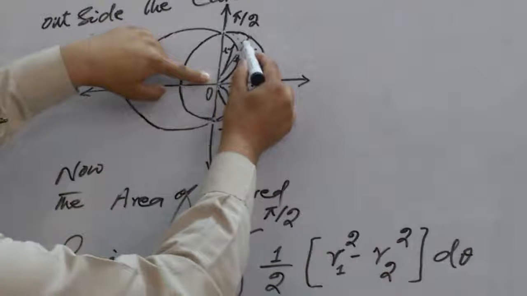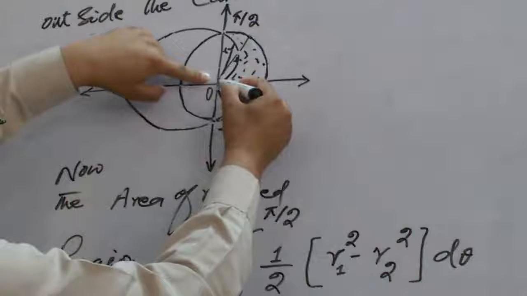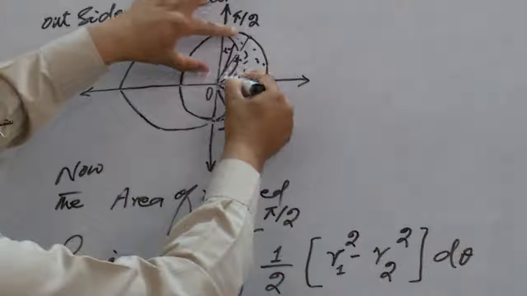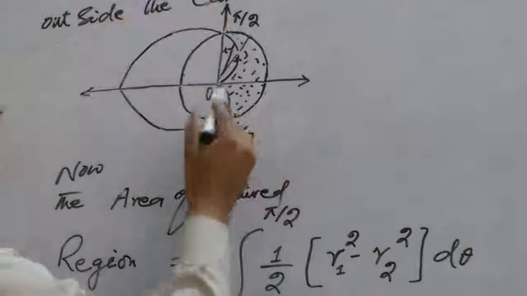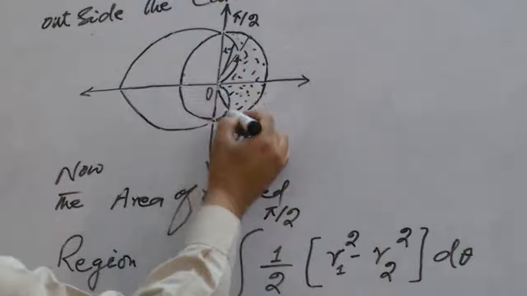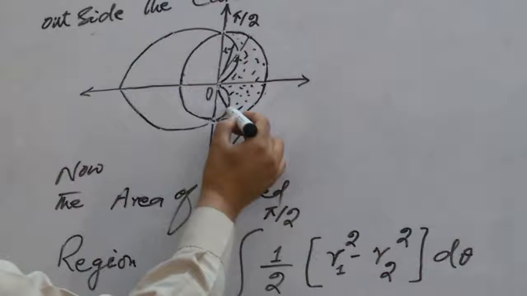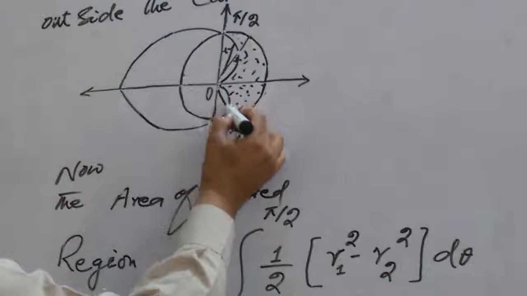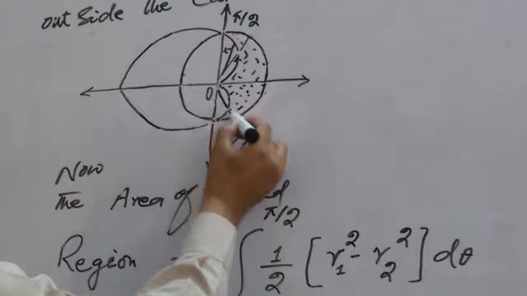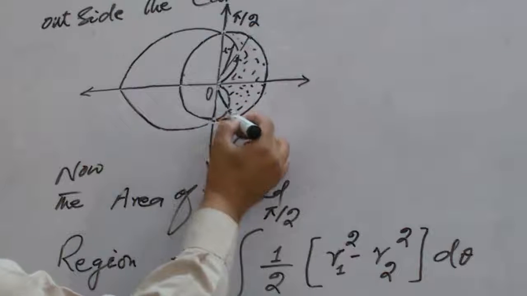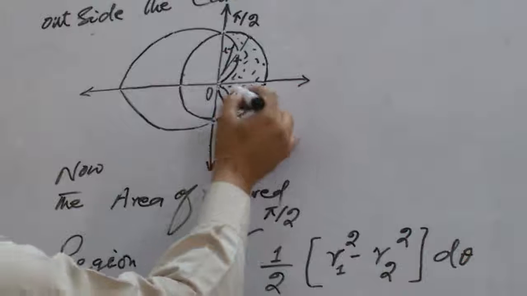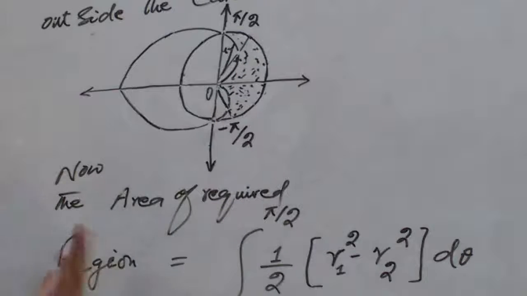So r1 squared minus r2 squared is equal to this region. Suppose this length is r1, and this is the length from the graph of the cardioid up to the pole, r2. So r1 minus r2 is equal to this region. We have to calculate the area of this region by applying this formula.